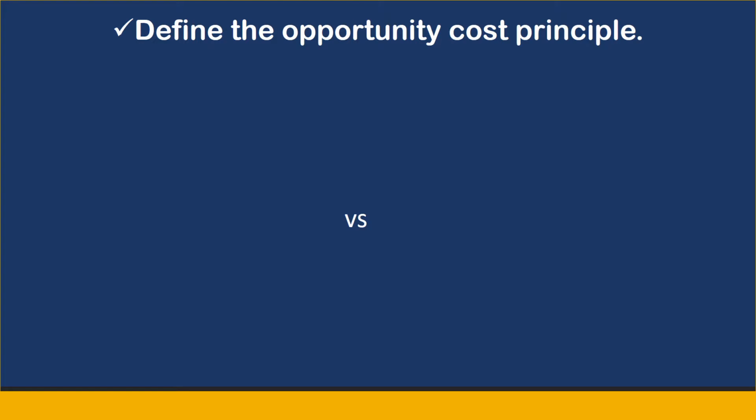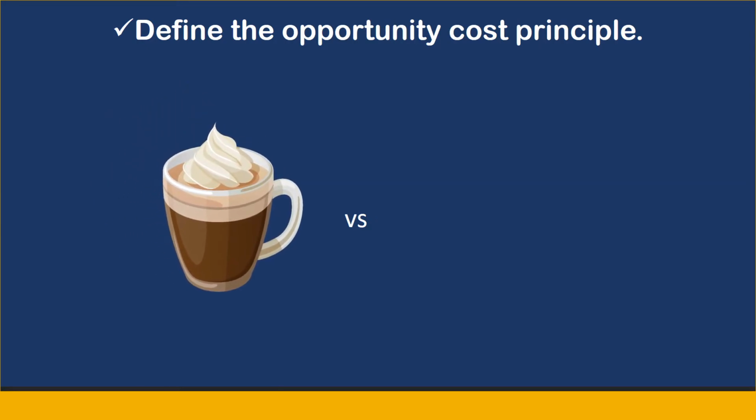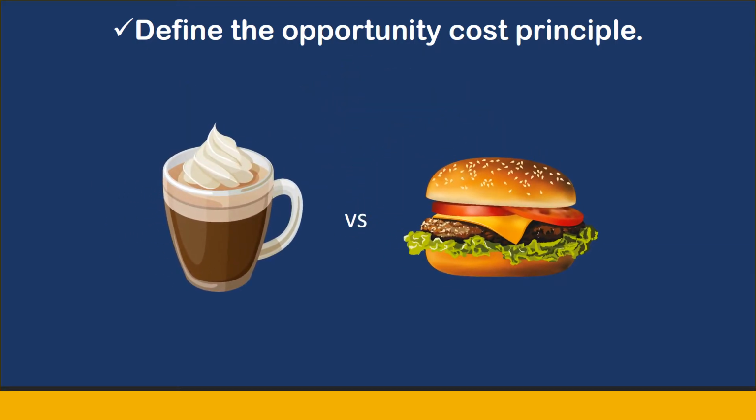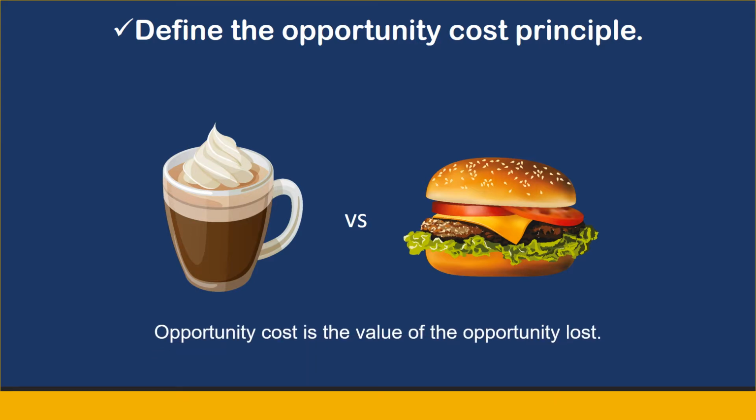Define the opportunity cost principle. Here we have 2 similar investment choices, both valued at around $5. A latte and a hamburger. If we choose to spend our $5 on the latte, we won't be able to spend that money on the hamburger and vice versa. So if we're tired and we really need some energy, we're going to choose the latte because the caffeine will give us the needed energy, and the hamburger would not be able to provide that benefit. In this scenario, the hamburger has an opportunity cost. Simply put, opportunity cost is the value of the opportunity lost.